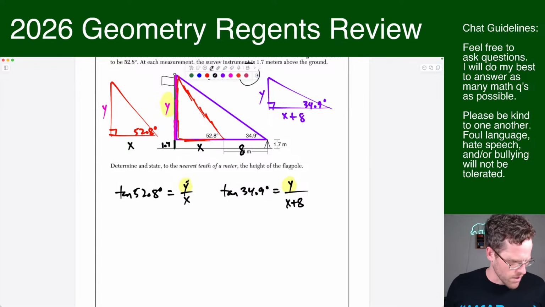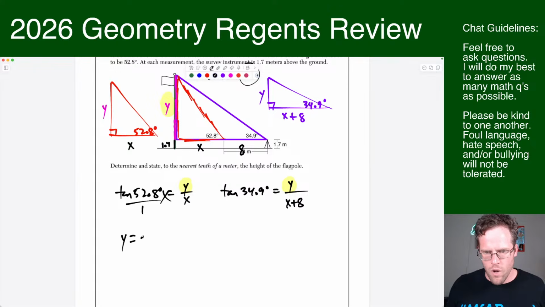Yeah, the way I did it was really hard to type too. But all right, you know what? I'll just solve it algebraically, whatever. Then I'll show you the calculator magic after. So y equals x times tangent of 52.8 degrees.